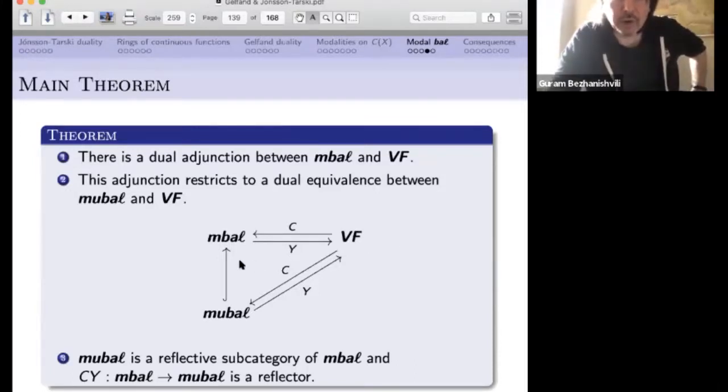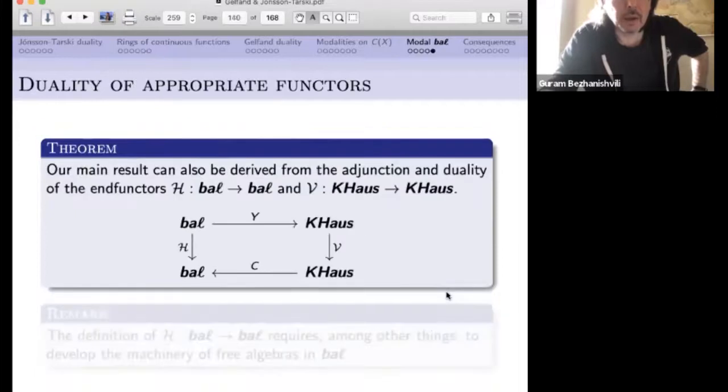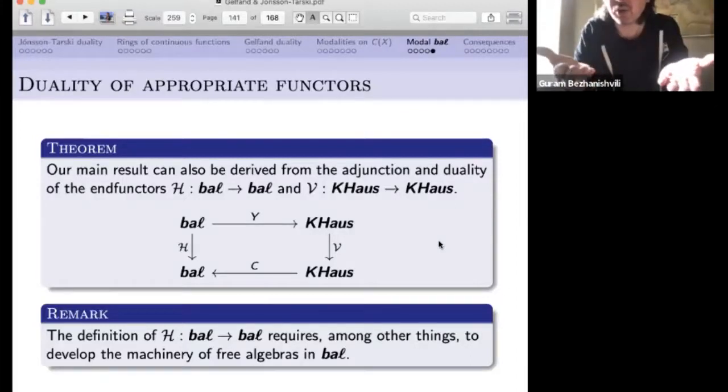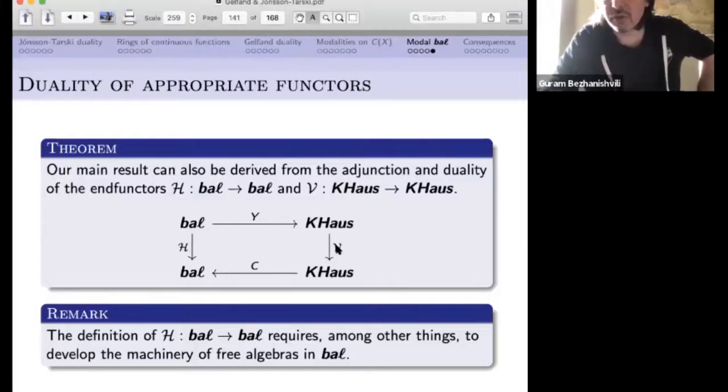So again, what's going on here is that we have this dual adjunction between modal BALs and Vietoris frames, and this dual adjunction becomes a dual equivalence when you restrict to the uniformly complete objects. There's another way to obtain this duality, as a duality of corresponding functors, the same way I talked about how you can obtain Jonsson-Tarski duality by lifting Stone duality to a duality of the corresponding functors. On the topology side, you would have the Vietoris functor, but on the algebra side, you will have to define a functor which generalizes the free functor that I was talking about in the Jonsson-Tarski case.